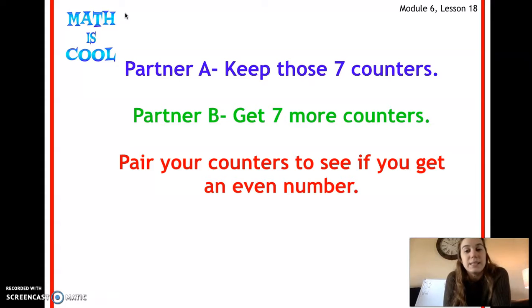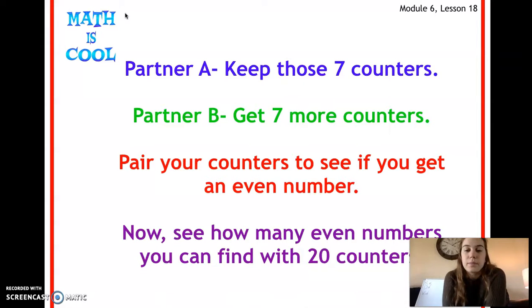Yes, 14 is an even number because you can pair up your counters so that each one has a partner. So you would have 7 groups or 7 pairs in 14. Now I want you to try with 20 counters and see how many even numbers there are between 0 and 20. Give that a try, and send me a picture of your work. Good luck.